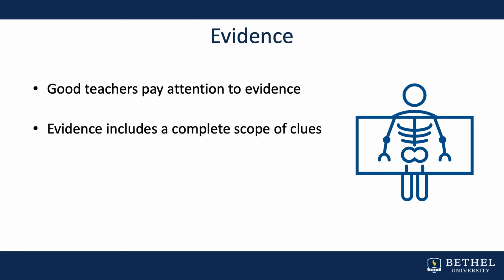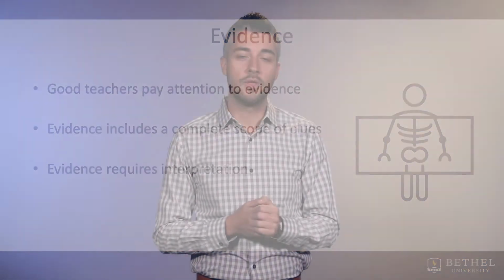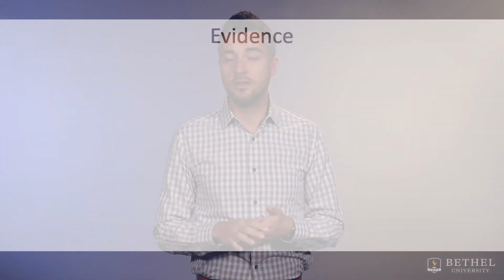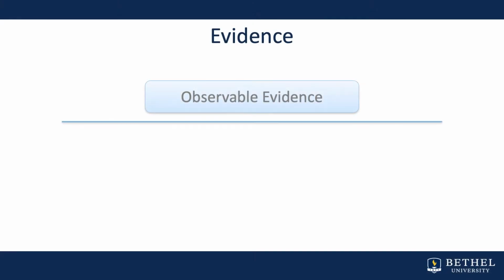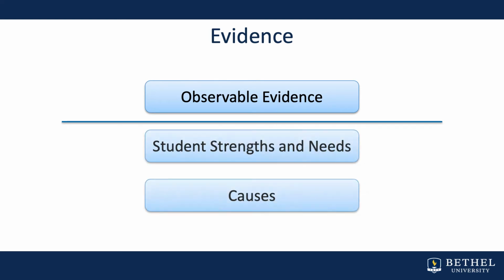Evidence includes a complete scope of clues that come from informally watching students work, as well as their performance on formal assessment measures. Evidence must be interpreted by teachers to give it meaning, just like an X-ray must be viewed by a doctor to determine what the patient actually needs. Reading is one of the most complex processes that our brains learn to do. It's relatively easy for teachers to notice a problem in reading development, but that doesn't mean the teacher knows how to pinpoint the cause or the remedy to the specific gap a student has.